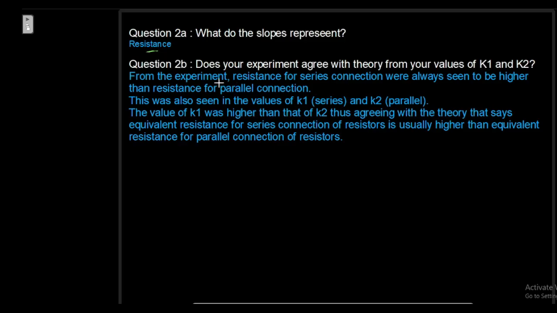From the experiment, you see that resistance for series connection was always seen to be higher than resistance for parallel connection. You can go back to the table of values and confirm. The resistance of series was always higher than that of the corresponding values for parallel. This was also seen in the values of K1 and K2. K1 means the slope for series, the resistance for series, and K2 being resistance for parallel. K1 was higher than K2.